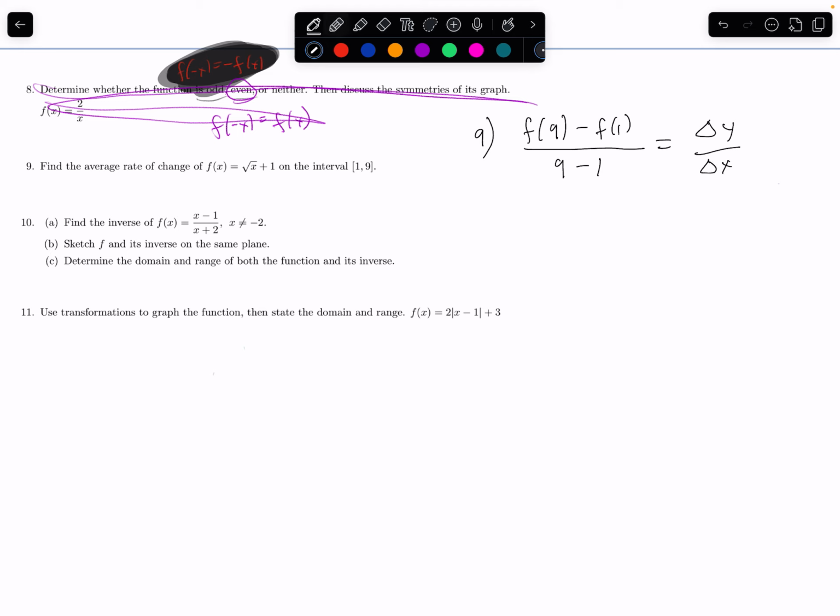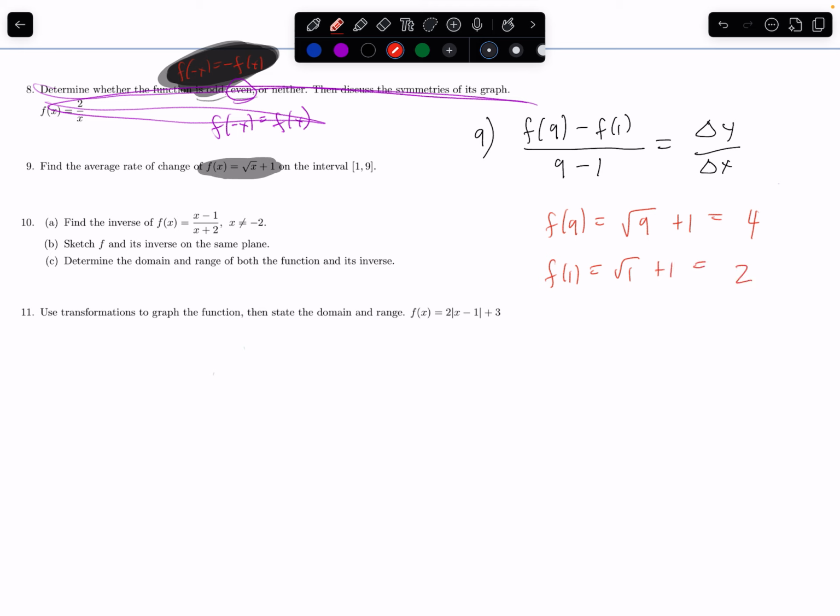And in this particular case, the function is the square root of x plus 1. So to start with, we're going to find out what is f of 9. That would be the square root of 9 plus 1, which is square root of 9 is 3, plus 1 is 4. And what is f of 1? That would be the square root of 1 plus 1. Square root of 1 is just 1, plus 1 is 2.